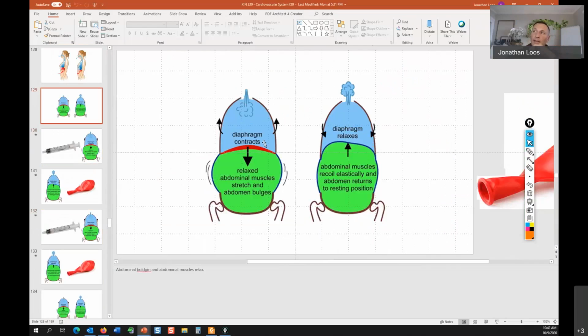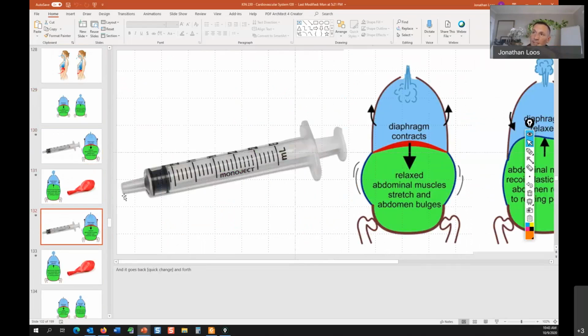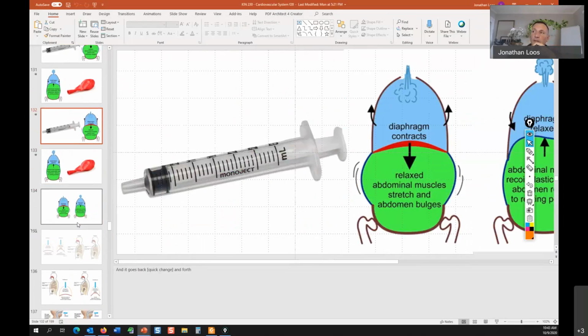And then when the diaphragm relaxes, it pushes everything back, and it's elastic recoil. And that's why I have the balloon depicted here for the elastic recoil. And this is the plunger. As I pull that plunger back, air is going to get sucked into the tip there. All right. So that's the basic mechanics of breathing.